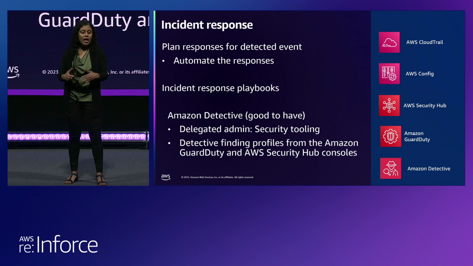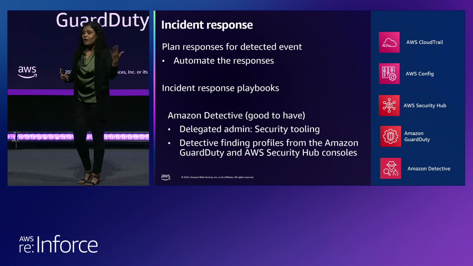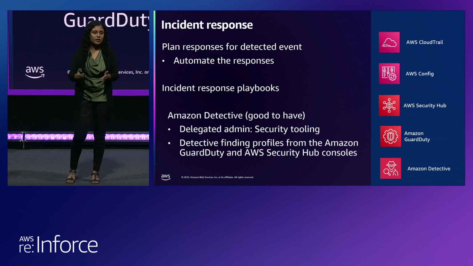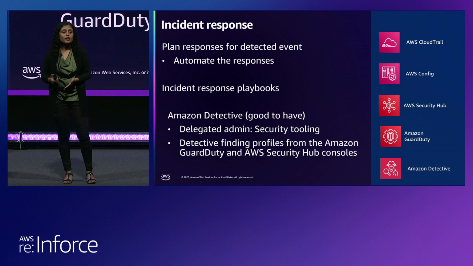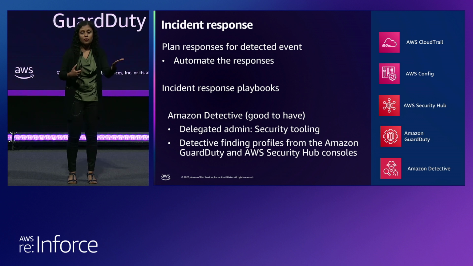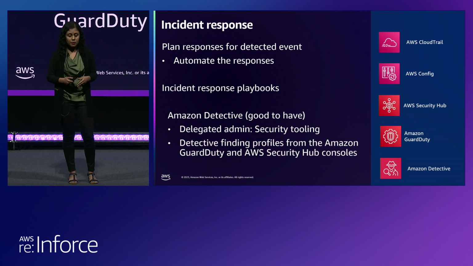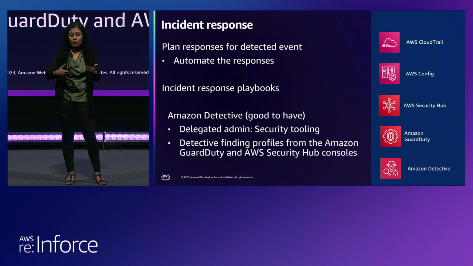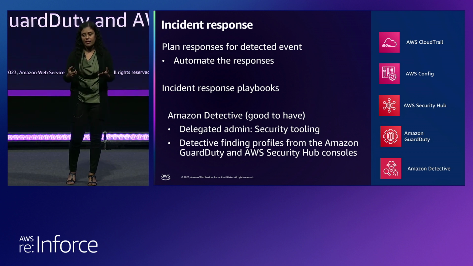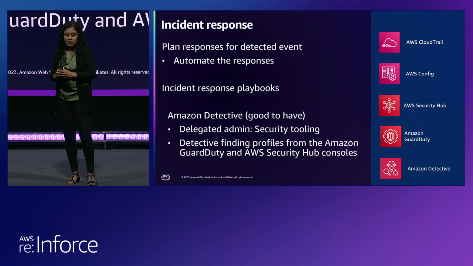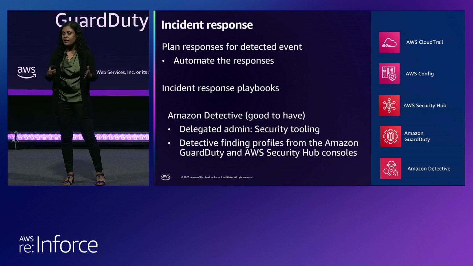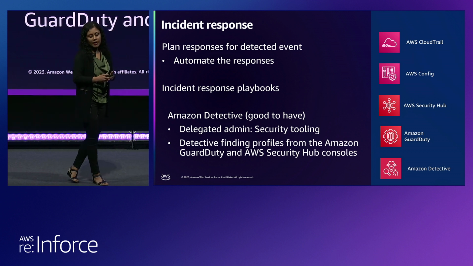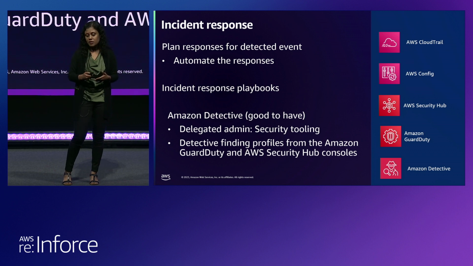And also, as part of preparation, have your incident response playbooks ready. There are multiple sample playbooks available in AWS documentation, and at the end of the presentation, as Eric mentioned, we'll provide you links to all these documents. You can use that to build your own playbooks, so you have them ready in case you encounter a security event. In addition to the services that we discussed, Amazon Detective is good to have, as it provides additional benefits for security investigation and root cause analysis during a security event. We are using Amazon Detective also in the security tooling account as the delegated admin account, so the findings will be aggregated in the security tooling account, and Detective finding profiles can be accessed directly from GuardDuty and AWS Security Hub consoles.